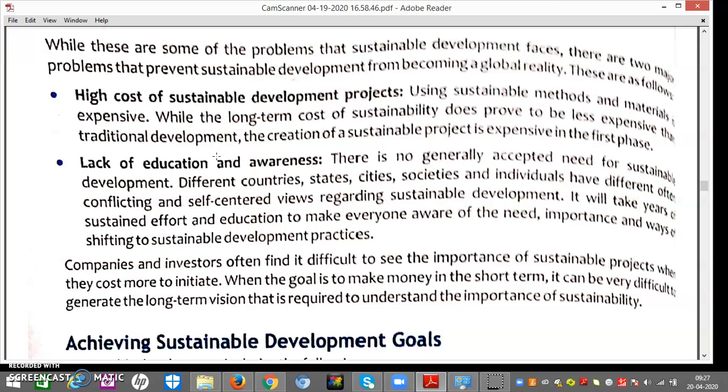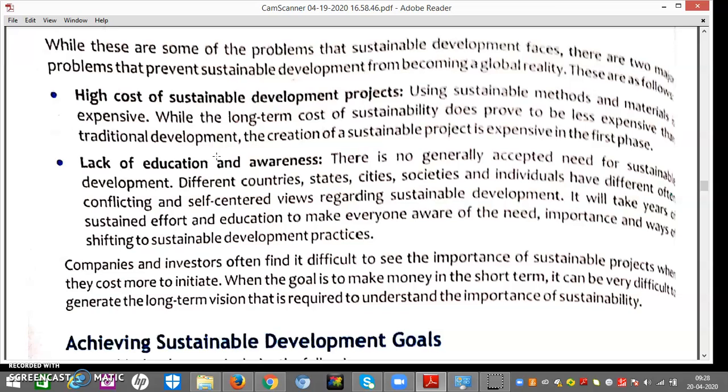Now, friends, we are not aware of the fact that these things will be degraded or will not be. There is no generally accepted need for sustainable development. Different countries, states, cities, societies and individuals have different views and perspectives of seeing sustainable development. It will take years to sustain an effort and educate to make everyone aware of the need for it. So it is our prime goal to educate everyone on the perspective of sustainable development.